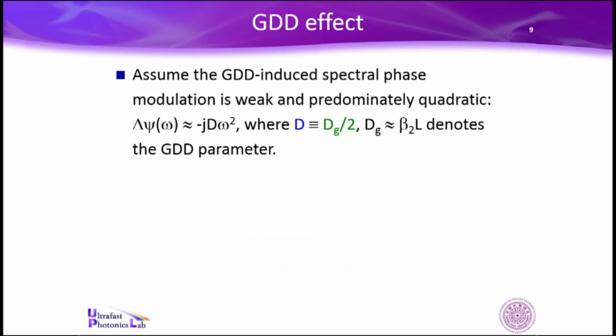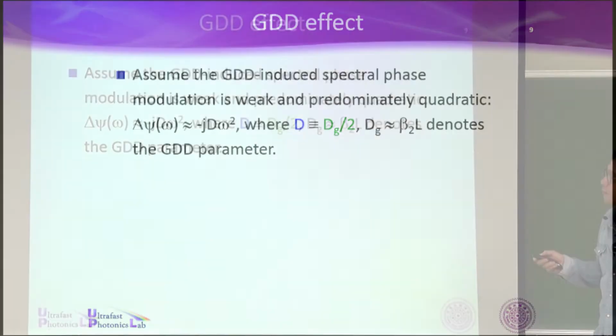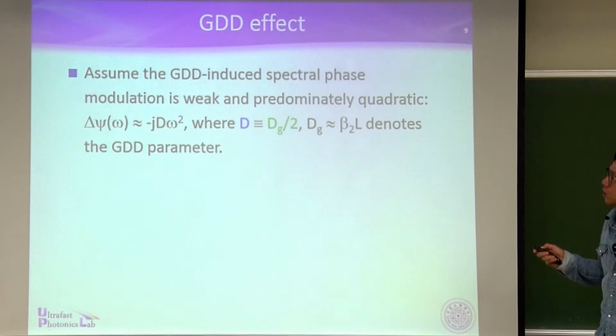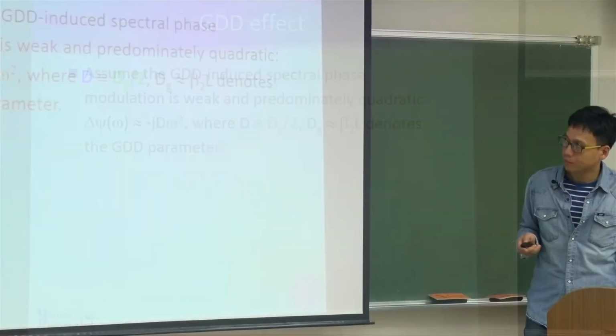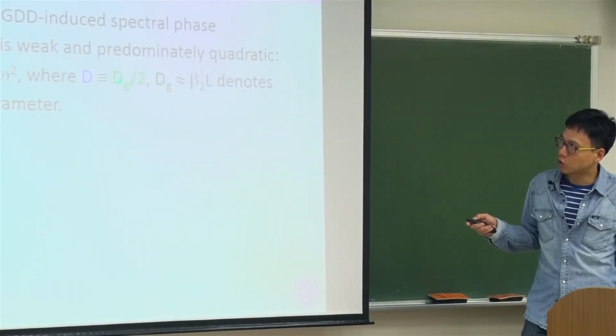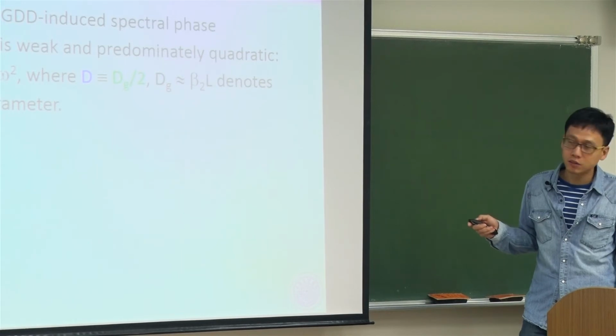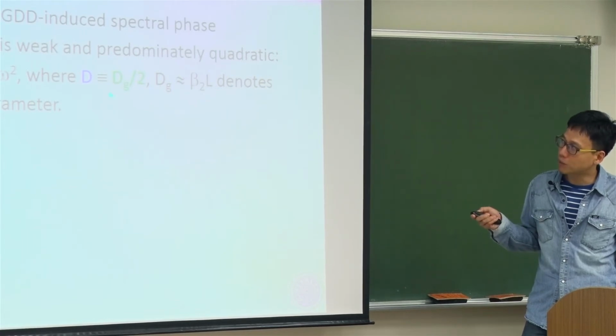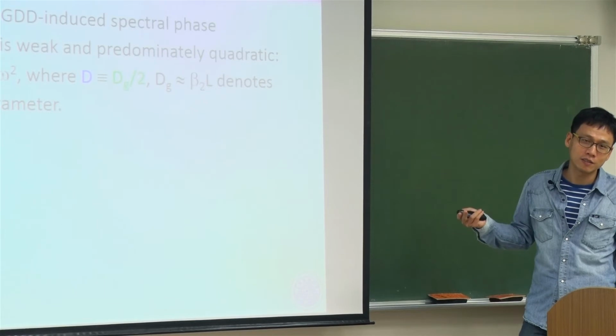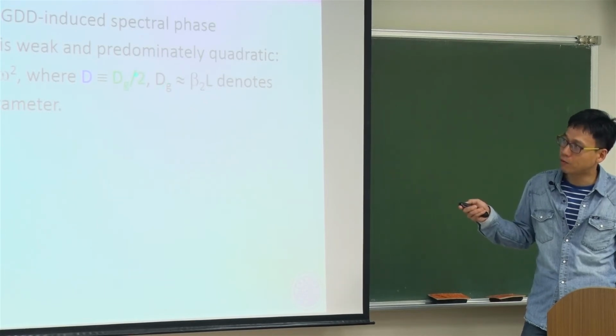Okay. Third effect is the group delay dispersion effect, GDD effect. Here we assume the GDD-induced spectral phase modulation is weak and predominantly quadratic. Okay, so your phase modulation function is close to this one, minus j D times omega squared. What is D? Okay, it's equal to Dg over 2. Dg is about beta 2 times L, which is the GDD parameter we defined in lesson 2. Okay, so in principle, big D is essentially GDD, D sub G, differing by a factor of 2 only.